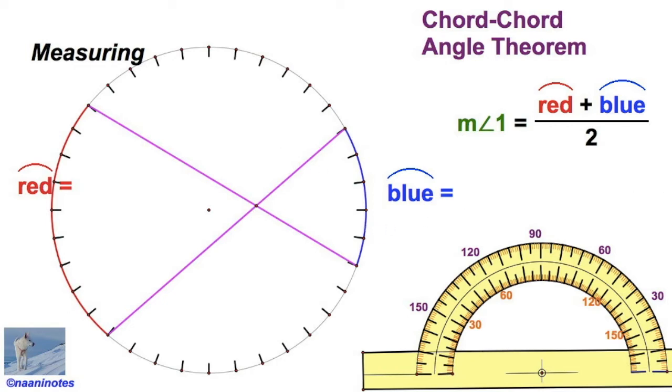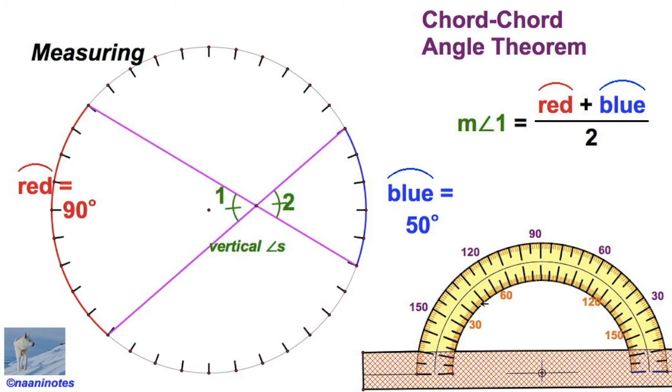So let's measure this guy. And we see something interesting here. Let's count these up: 10, 20, 30, 40, 50, 60, 70, 80, 90. I am counting 90 of them. And over here on the blue, 10, 20, 30, 40, 50. Now, I've got two different angles, the red and the blue, different numbers. And yet I know these guys have to have the same measure because they're vertical angles. So go ahead and measure those.